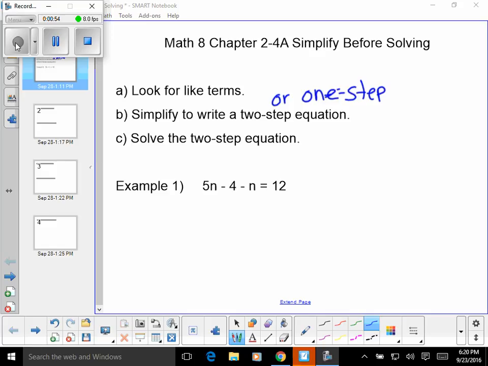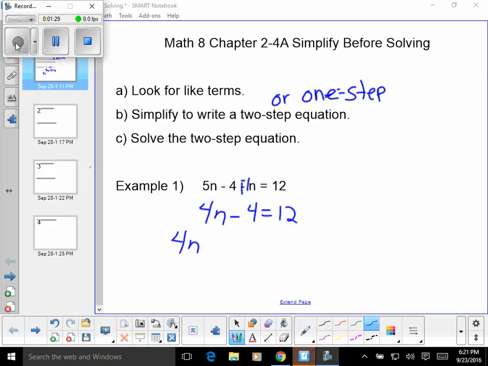If we look at example 1, we are first going to simplify the like terms. The like terms here are the 5n and the minus n. Now again, some people like to add the opposite and put in that -1. If you recall, we are going to add those coefficients. 5 plus -1 is 4n. Minus 4 equals 12. We now have a two-step equation that you are used to solving.